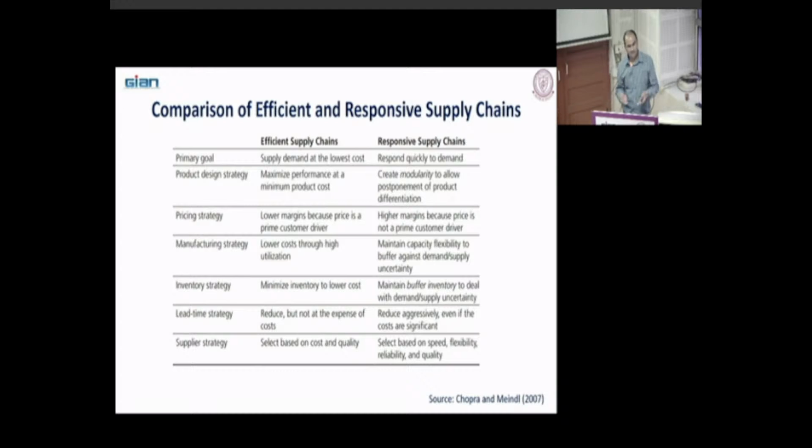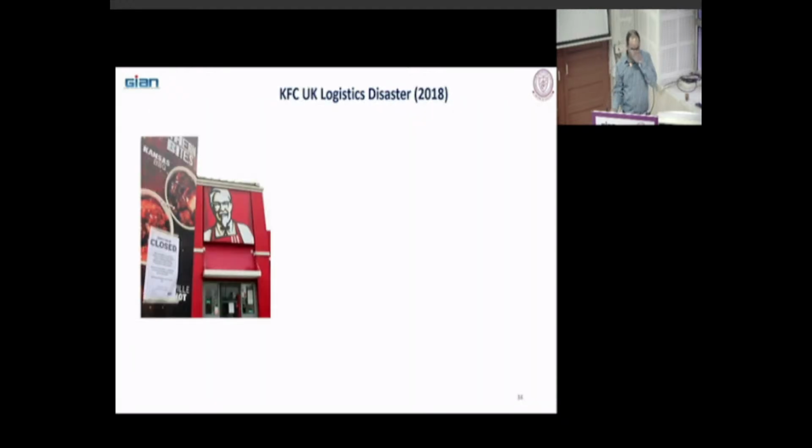So many factors are there, and on that basis you select whether you want to go with the efficient one or the responsive one. So this is a very interesting example, guys. I don't know if you have heard of it or not. KFC's UK logistics disaster.